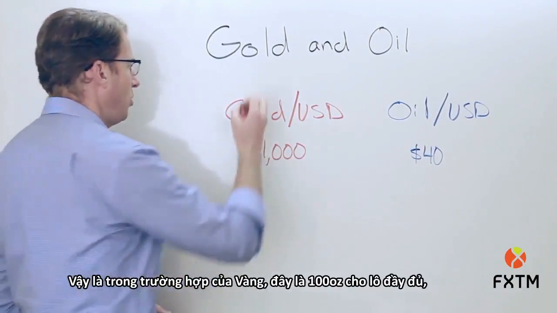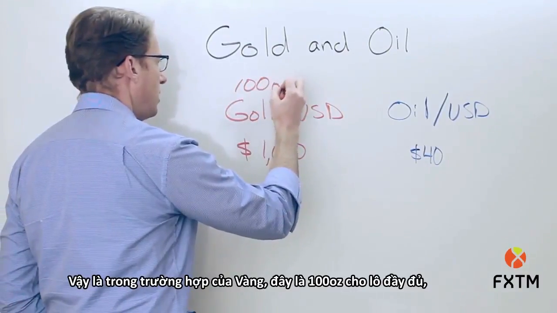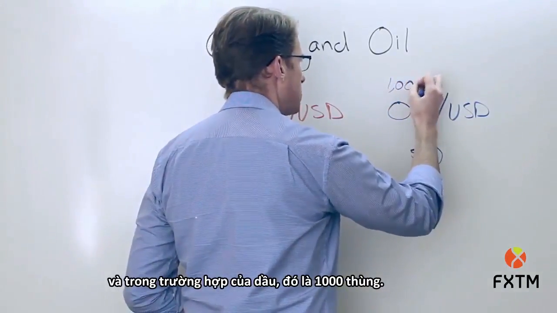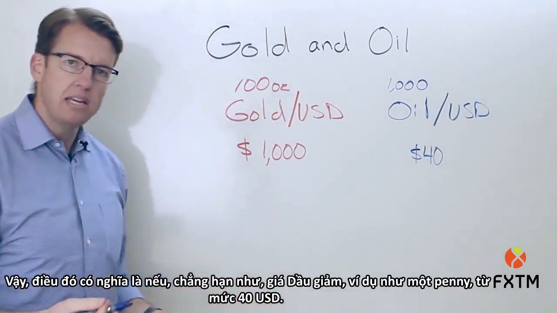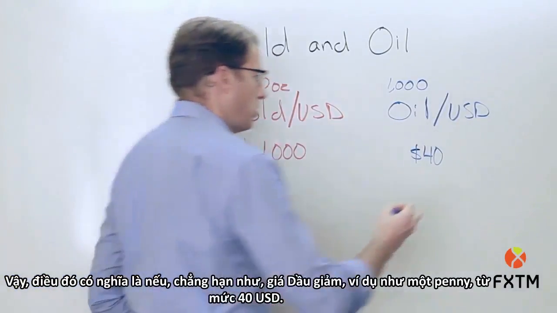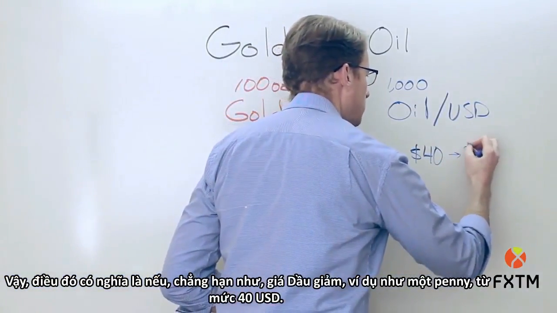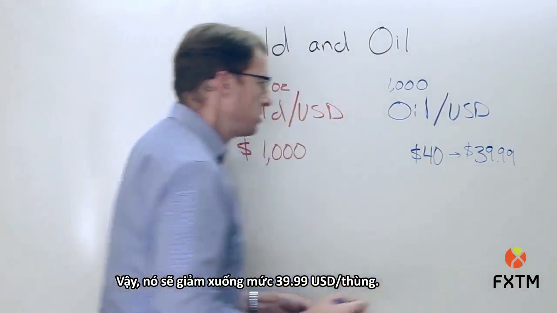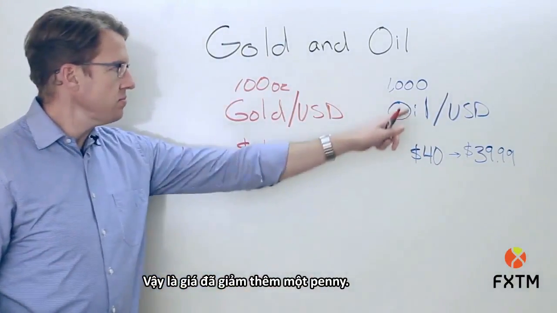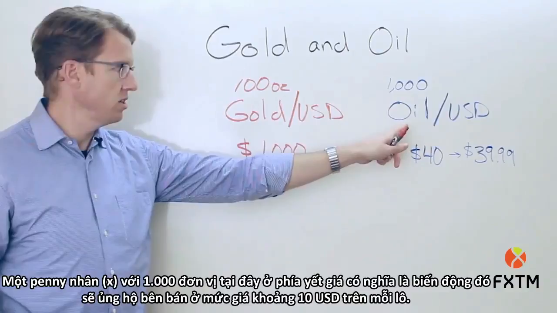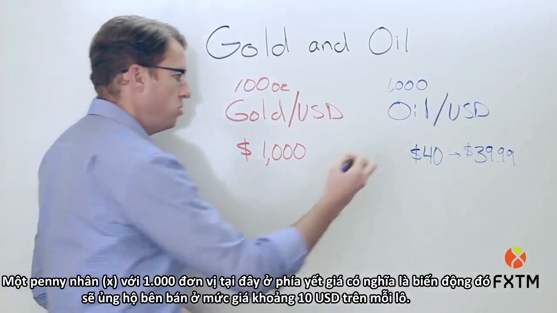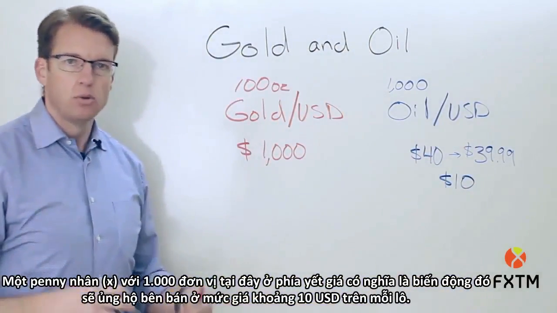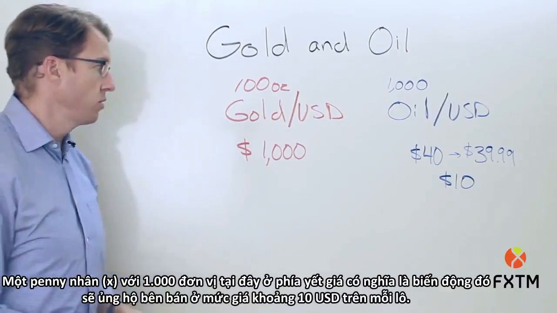In the case of gold, this is 100 ounces for a full lot, and in the case of oil, it's 1,000 barrels. So if oil were to go from $40 and move just 1 penny, to $39.99 a barrel, it dropped by 1 penny. Well, 1 penny times 1,000 units on the base side means that move would be in favor of the short side to the tune of $10 per lot, or of course, adverse to the long side for $10.